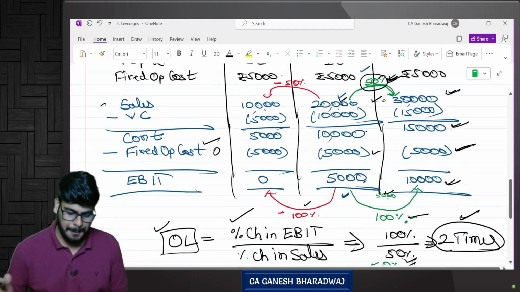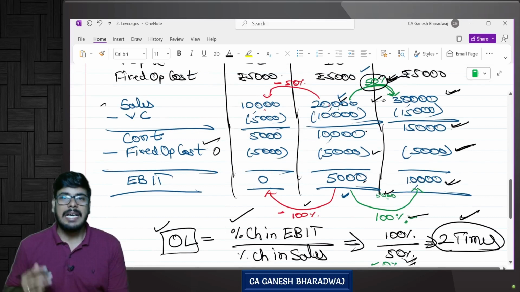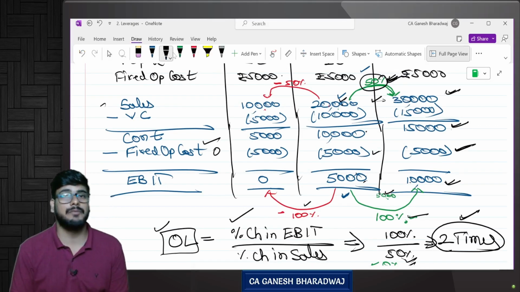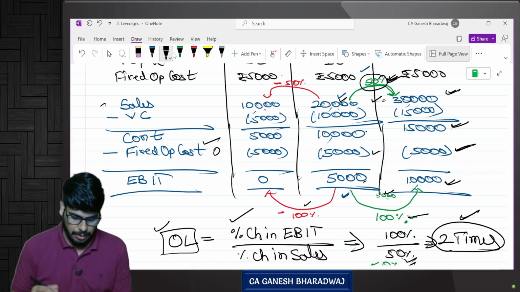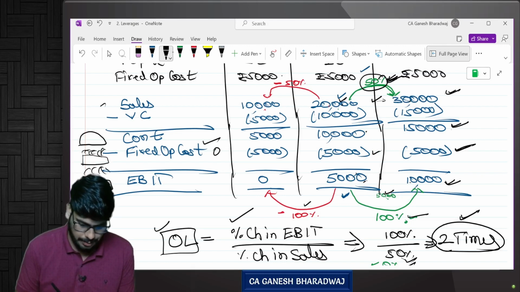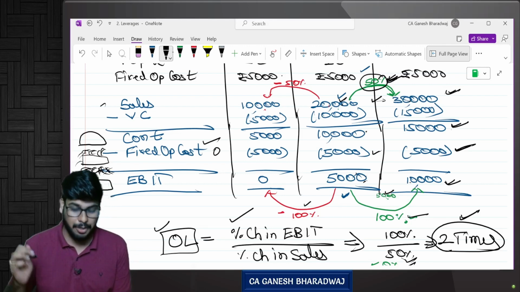Now, look at this. Imagine a sandwich, okay, not a sandwich, a burger. How does a burger look? Something will be on the top, you will have a base here, and in between you will have the patty with all the vegetables and all that, right? I am a vegetarian, so I'm taking a veg burger here.